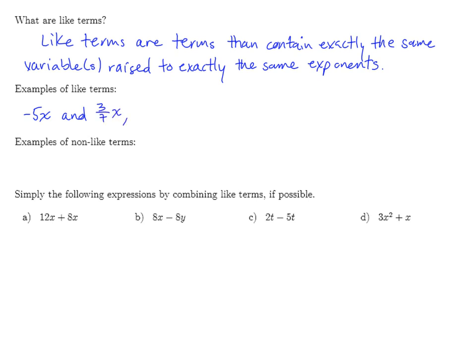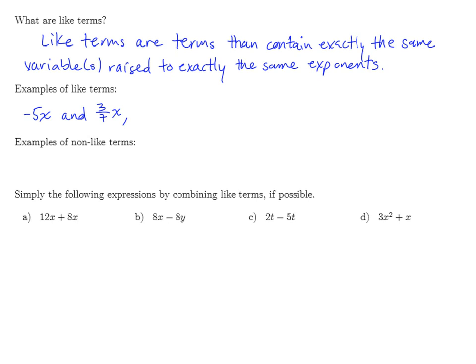So looking at them, the reason that they're like terms is that they both contain x, and the exponent, which we don't have to write on x, is that implicit 1. Their coefficients in this case are -5 and 3/7. The coefficients don't affect whether or not the two terms are like terms. It's only the variables and the exponents on those variables.